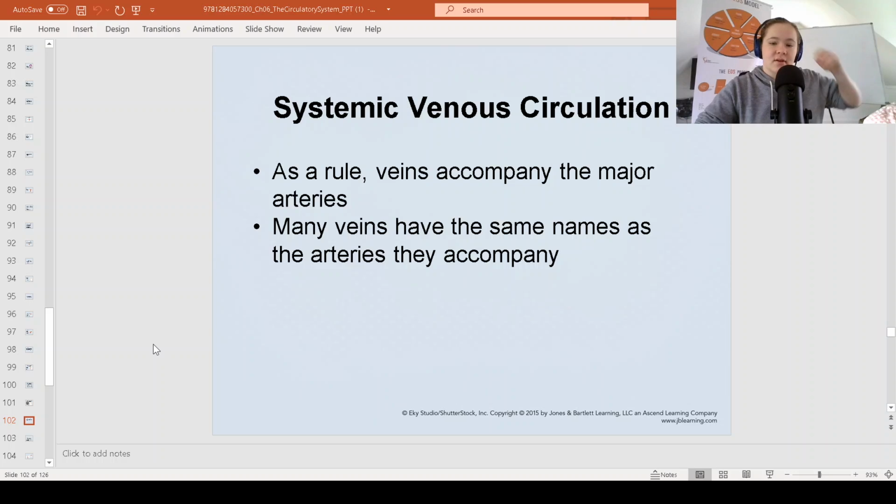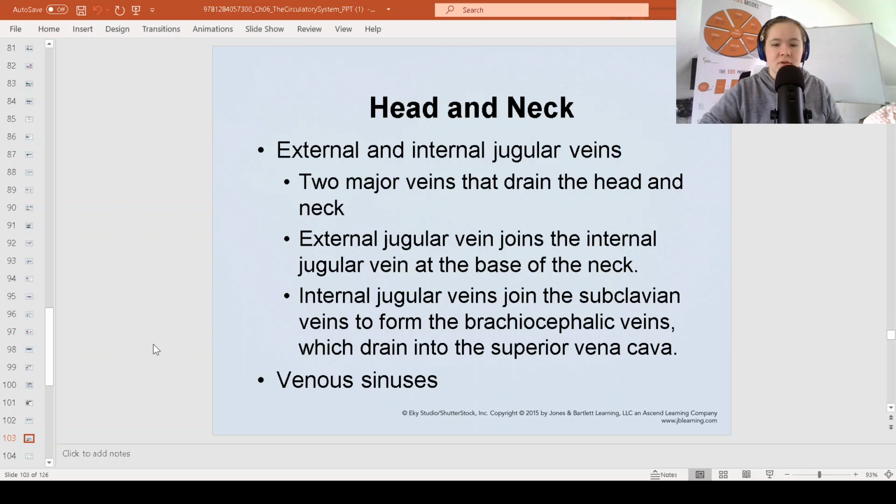As a rule, veins accompany the major arteries, and many veins have the same names as the arteries they accompany. External and internal jugular veins in the head and neck are the two major veins that drain the head and neck. External jugular veins join the internal jugular vein at the base of the neck, and internal jugular veins join the subclavian veins to form the brachiocephalic veins, which drain into the superior vena cava.